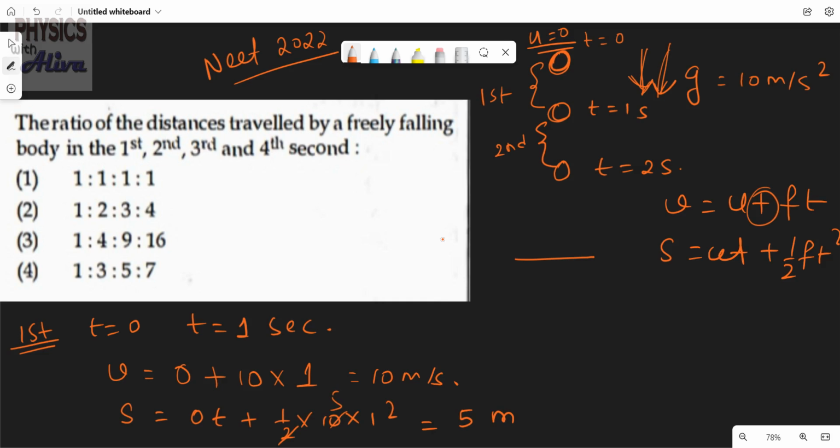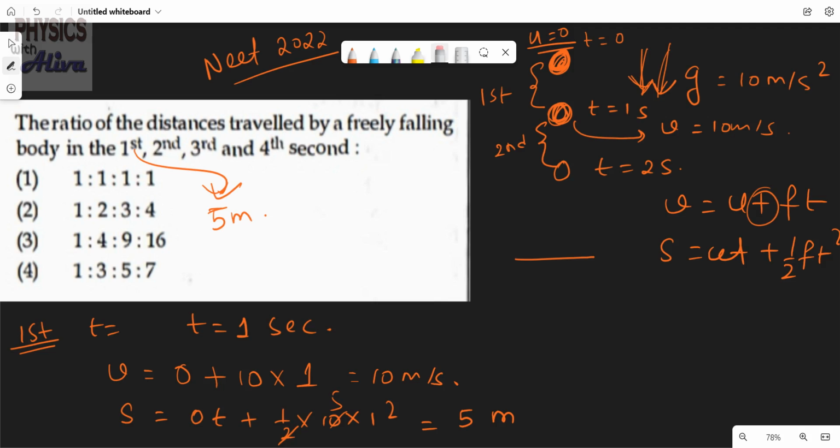So after the first second, the velocity, here the velocity was 0 and here the velocity is 10 meter per second, and in the first second the distance covered is 5 meter. So for the first second the distance covered is 5 meter. Okay, now we will calculate for the second second.